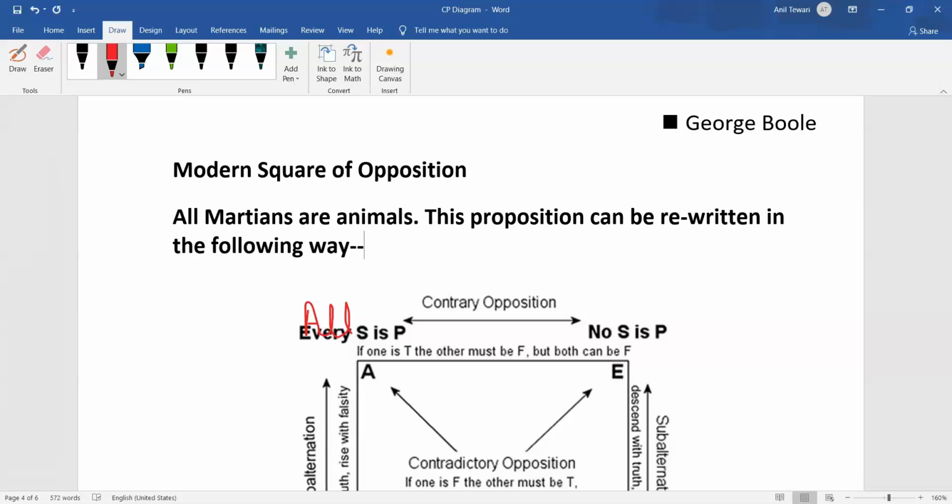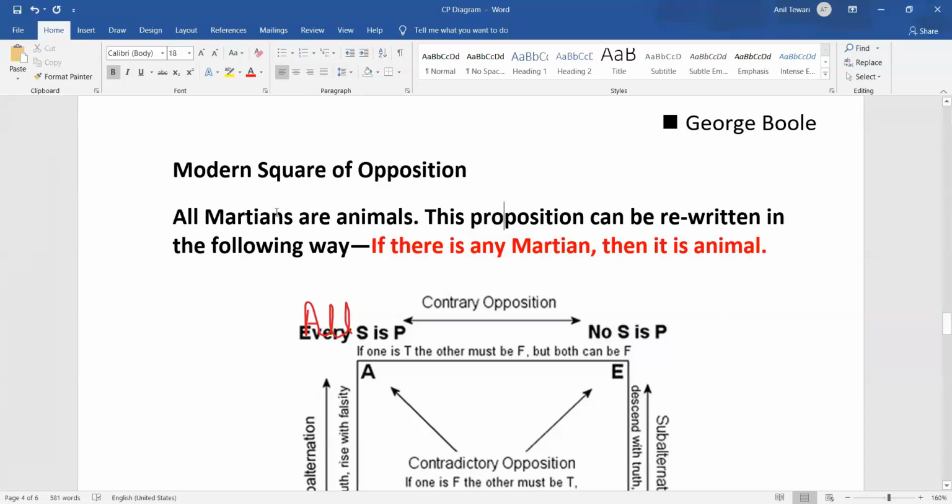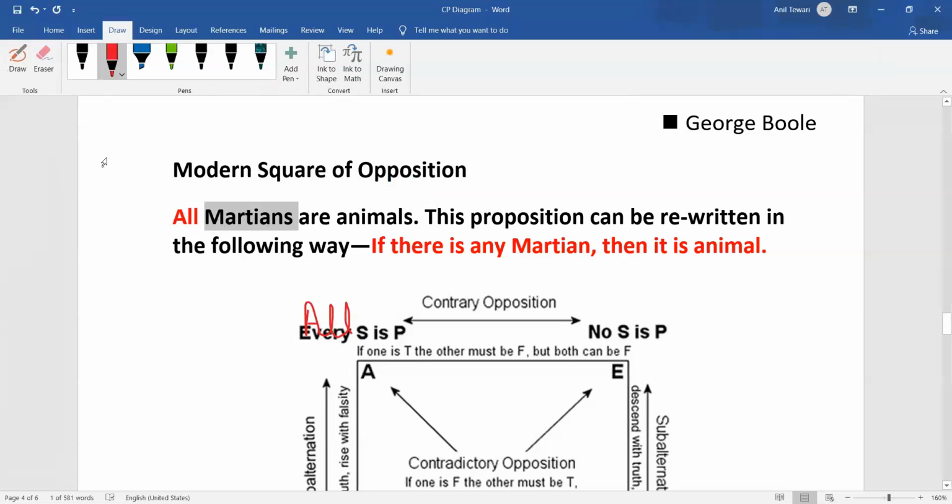If there is any Martian, then it is an animal. This is the reformulation of George Boole regarding the universal quantifier. When you say all Martians are animals, what are you claiming, because the Martian class is an empty class? So how do we determine the value of this proposition? He says that yes, we can determine it quite meaningfully. How? We will reinterpret it. It should be rewritten in this form: if there is any Martian, then it is an animal.